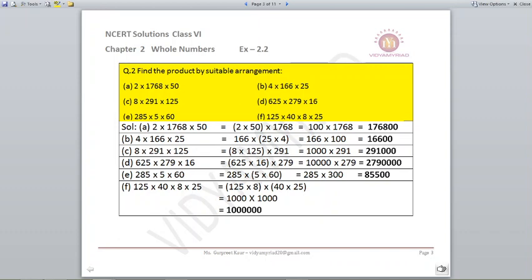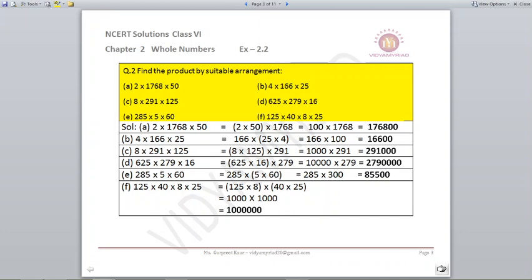B part, 4 into 166 multiply by 25. Now here if you know the tables very quickly, you should be very sharp in the tables. I know 25 multiplied by 4 is 100, I know that. So I can easily make their pair. 166 into 25 into 4, that is 100. I don't have to multiply, simply put zeros with 166, that is my answer.